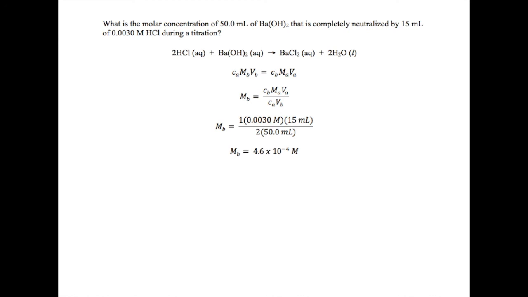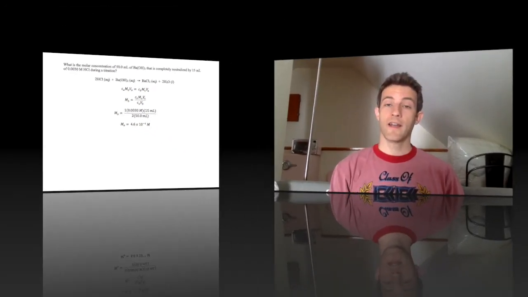Now that we've completed the problem, did you pay close attention to the coefficients? Do you think you'd be able to repeat what we did here?